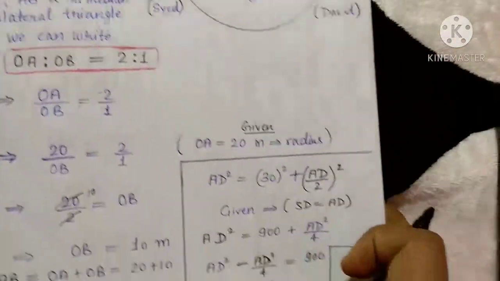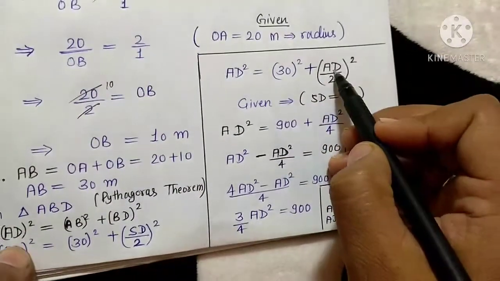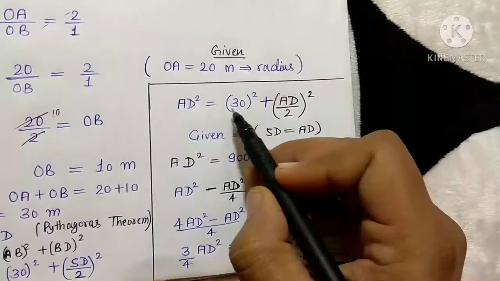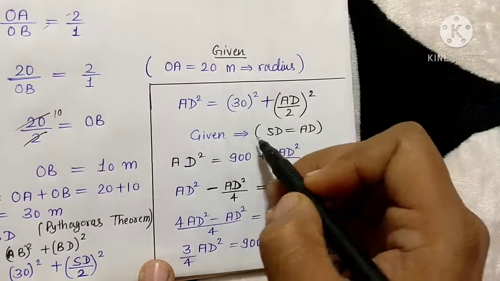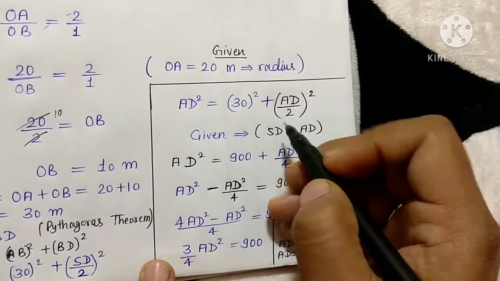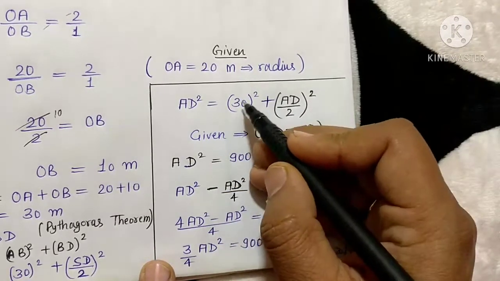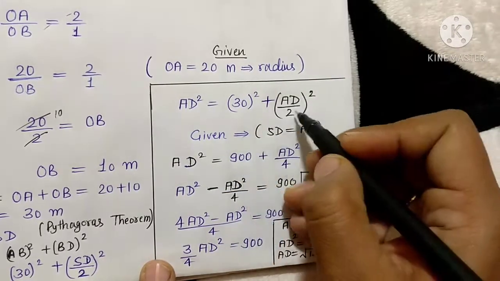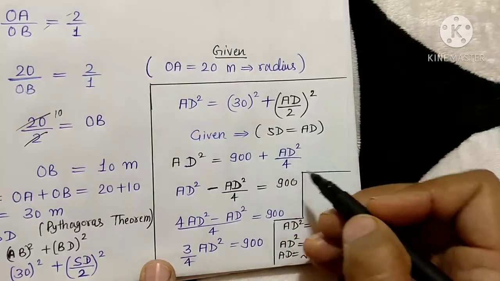So okay, I will write here. In place of this SD I am writing AD. So AD upon 2 whole square. Now 30 square. Now why have I written AD? Because SD was equal to AD, it was given. Now 30 square means 3 3s are 9, 0 will come, 900, and AD square, and 2 2s are 4. So AD square upon 4.